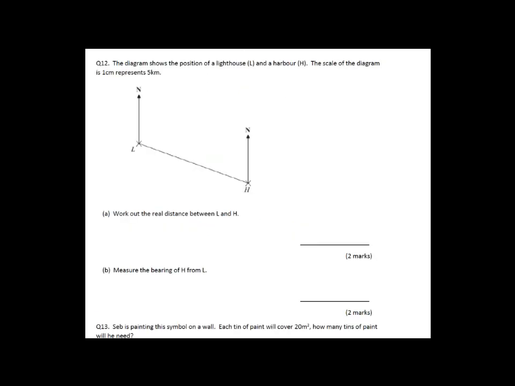Question 12. The diagram shows the position of a lighthouse L and a harbour H. The scale of the diagram is 1 centimetre represents 5 kilometres. So our strap line, centimetres to kilometres, 1 centimetre is 5 kilometres. Work out the real distance between L and H.